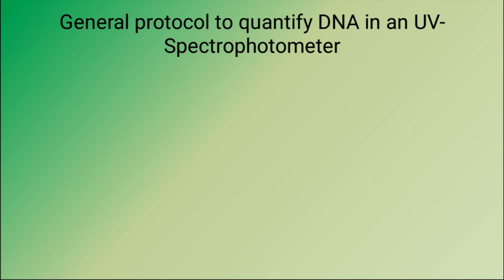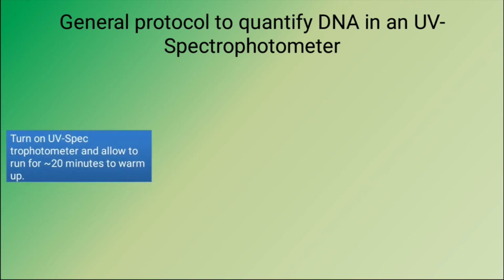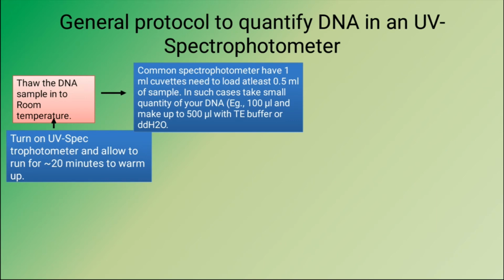Now we will see the generalized protocol to quantify the DNA under a UV spectrophotometer. The first step is to turn on the UV spectrophotometer, and thaw the sample and keep it in ice. Then, if the spectrophotometer is a classical type, it is provided with large-size cuvettes and we have to load at least 500 microliters of sample.